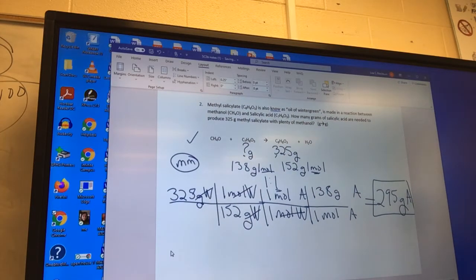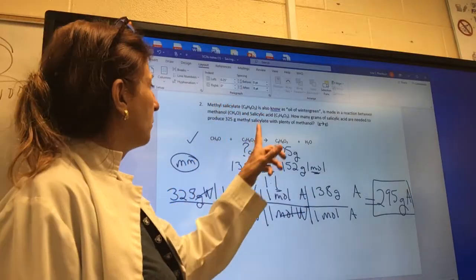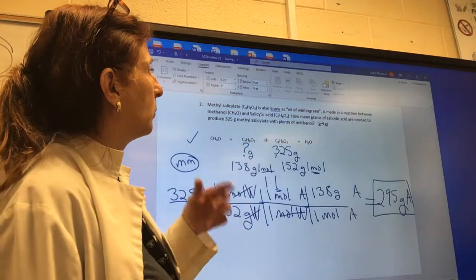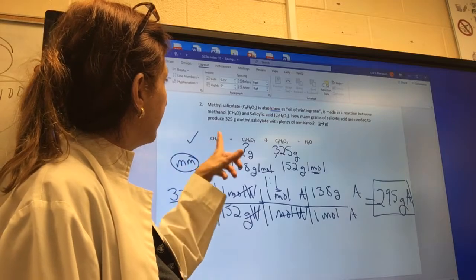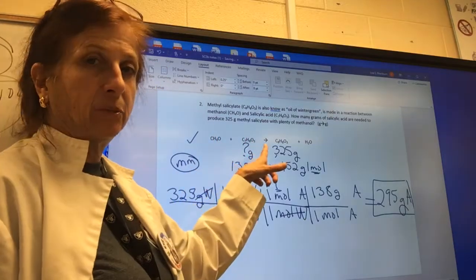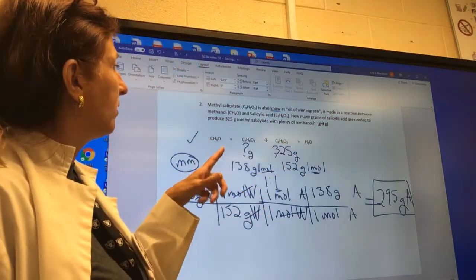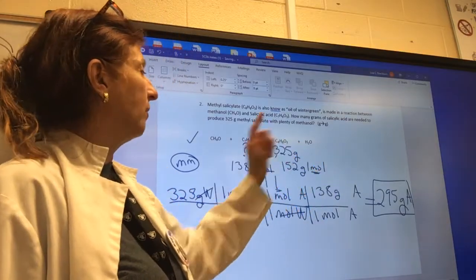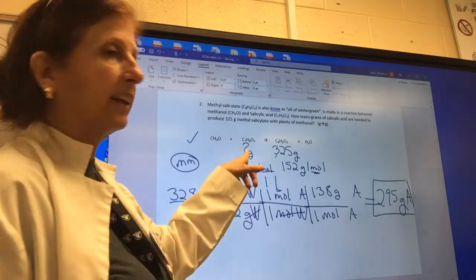Okay, so here's another problem. This one we're going to make oil of wintergreen, and we did that in lab yesterday too. So we're going to take methyl salicylate, which is known as oil of wintergreen. It's made by a reaction between methanol, which is that, and salicylic acid, which is that, and that's the methanol and that's water. So we're told that we want to produce 325 grams of methanol, and we want to know how many grams of salicylic acid are needed.